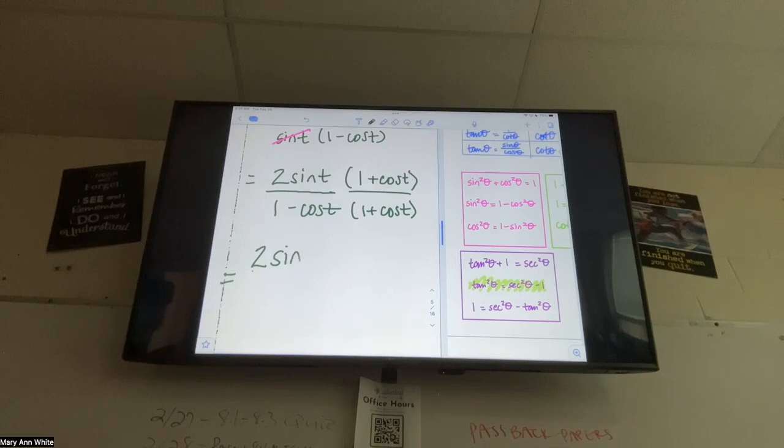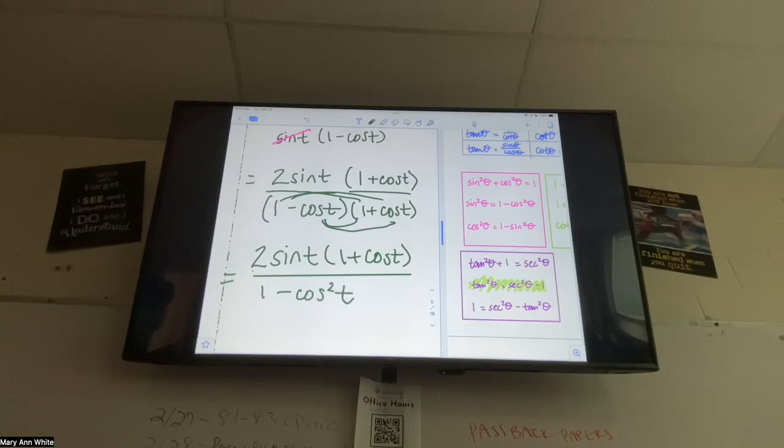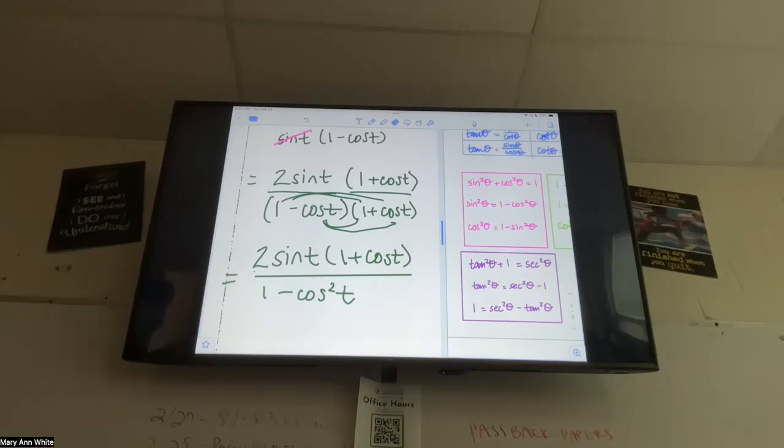So I've got 2 sine t, 1 plus cosine t all over, and let's FOIL this out. 1 times 1 is 1. 1 times cosine is plus cosine. Oh, but I've done this enough times that I know that I'm about to get a minus cosine, so I'm just not going to write anything. And then that becomes negative cosine squared. Why am I allowed to do that? It's one of my identities. Quinn says, I know that we don't want this 1 minus cosine squared, but we do want a sine involved. So he's gonna replace that 1 minus cosine squared with sine squared.